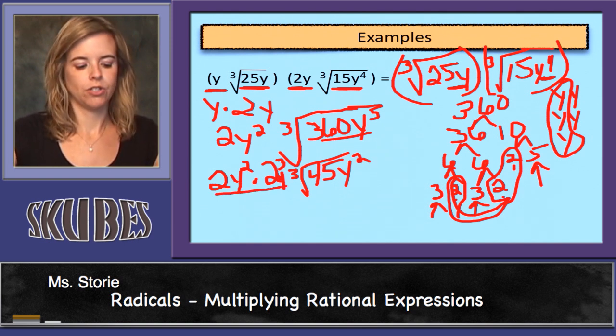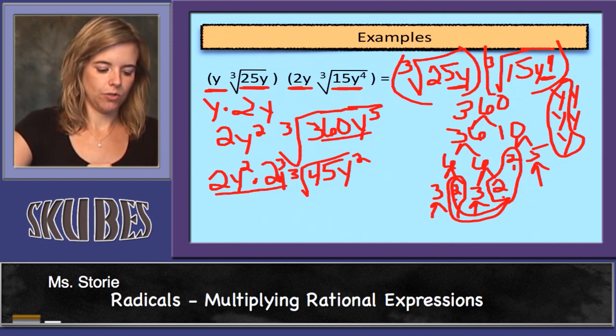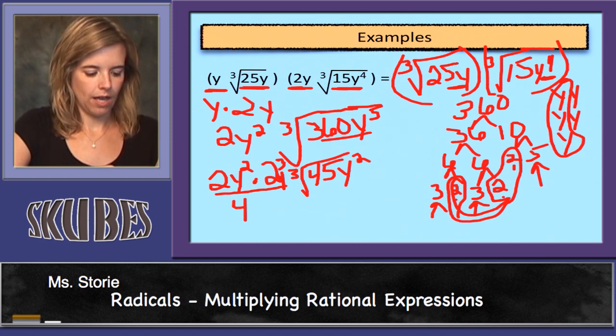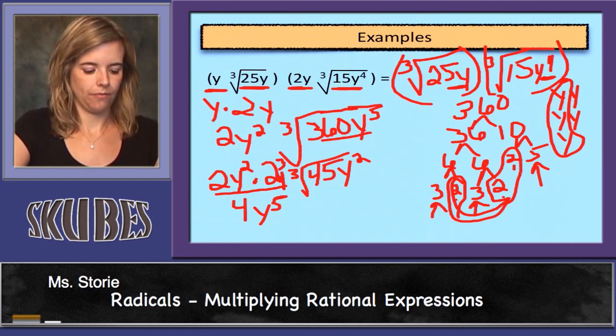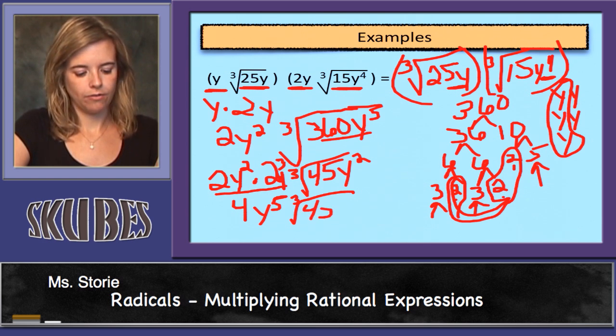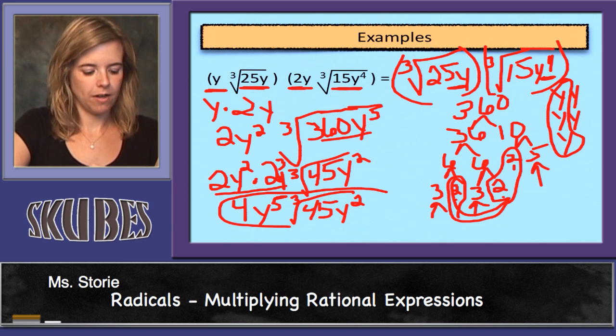Now I have to finish multiplying those out. So 2 times 2 is 4. And then I have y to the 2nd and y to the 3rd. And remember, you're going to add them, even though it says to multiply. So I've got y to the 5th. I still have a cube root and 45 y squared. And that would be my final answer.